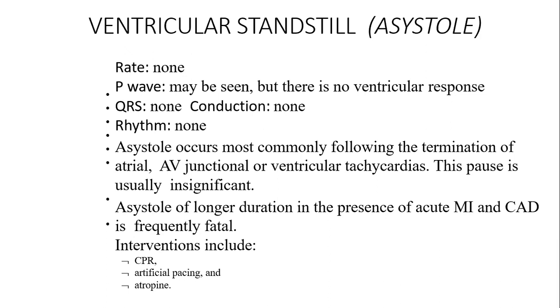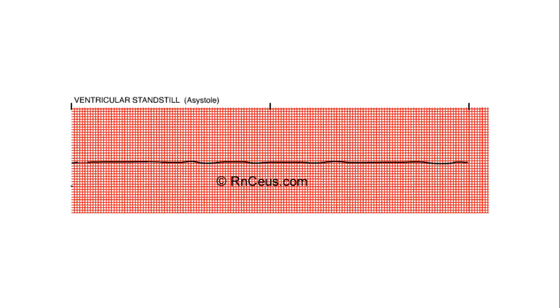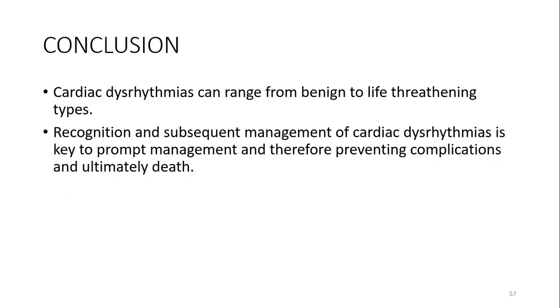What happens here is that the ventricles just stop beating. There's no rate. The P wave may be there, but the ventricles are not responding, so definitely there will be no QRS complex. This is what it looks like. You can see some small elevations on the ECG strip that might be indicating the P waves, but you don't see any QRS complex. So the ventricles are not contracting at all.